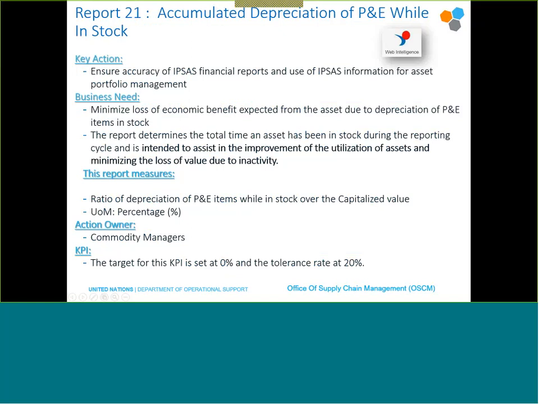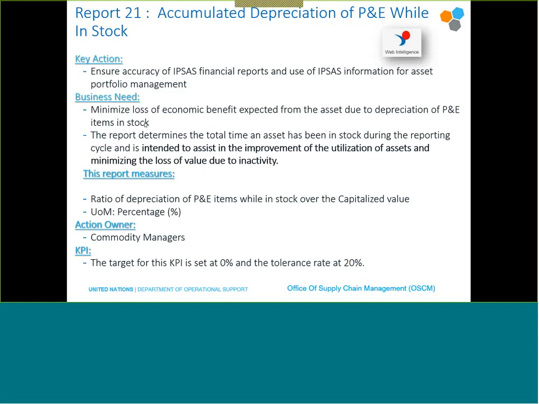So the business need, as you may understand, is to minimize the loss of economic benefit expected from the assets due to depreciation of the asset items in stock. Regardless of whether those assets are in stock or not, once the goods receipt is signed off, the clock ticks and the asset is going to be depreciated. So we do have to know how many assets we have in our stock that are not being used and the value of them. That's basically in a nutshell what this report is intended to do.